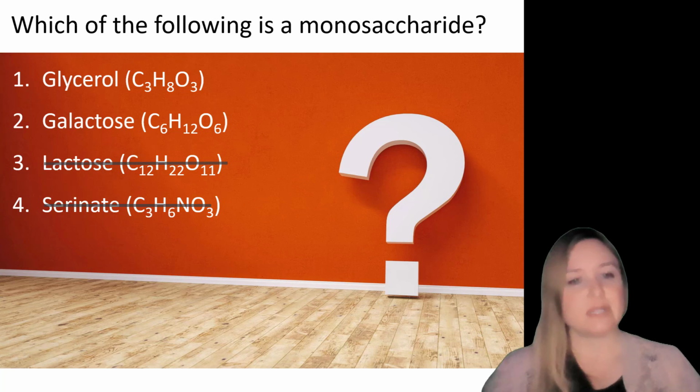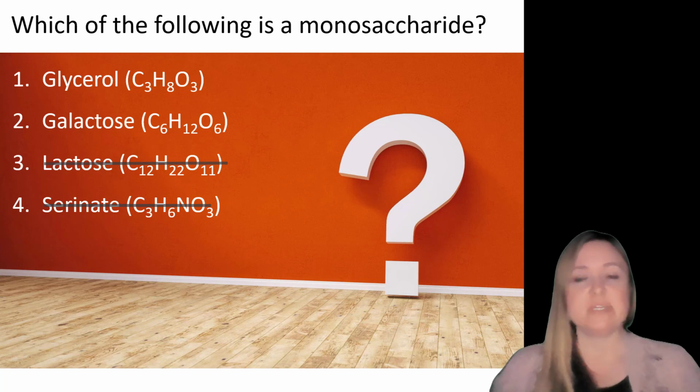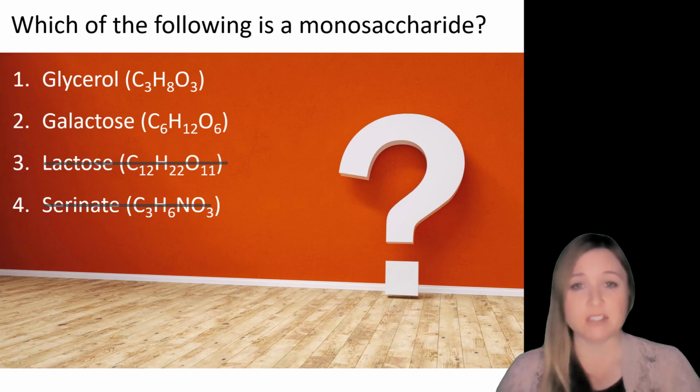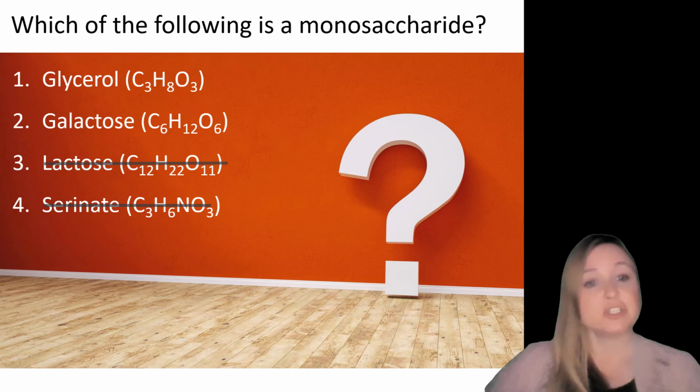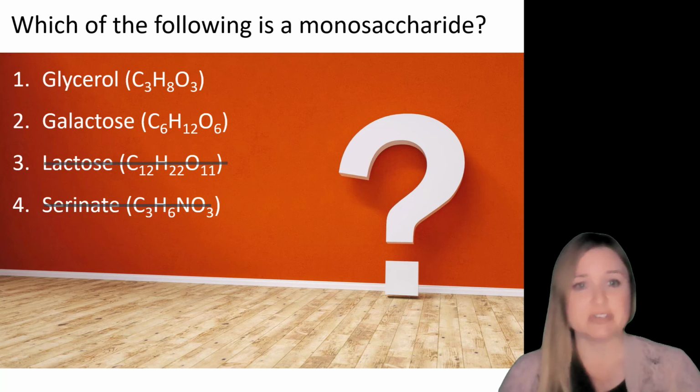So now we're left with glycerol and galactose. And we need to think, well, for monosaccharides, remember that 1 to 2 to 1 ratio. For every carbon, there's going to be 2 hydrogens and 1 oxygen. So now let's look. Okay, glycerol has 3 carbons. If it were a monosaccharide, it would have twice as many hydrogens.